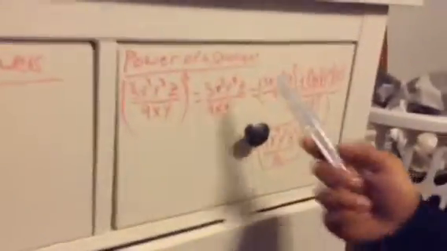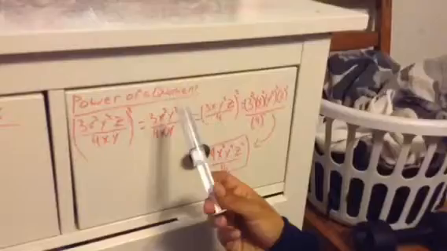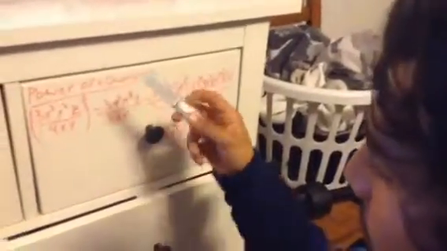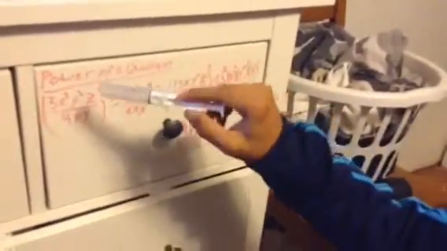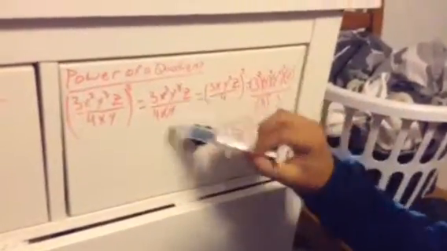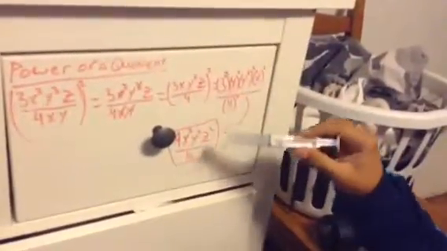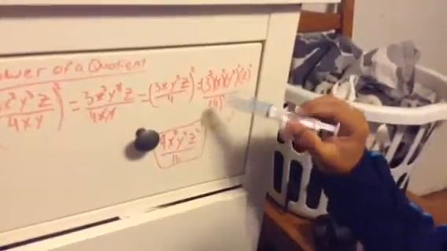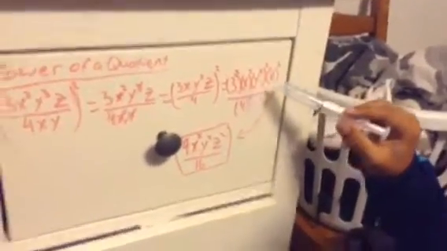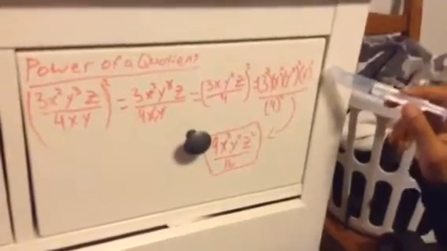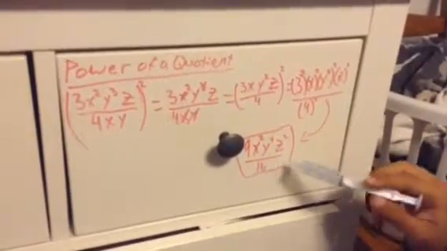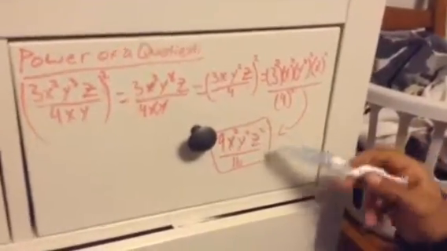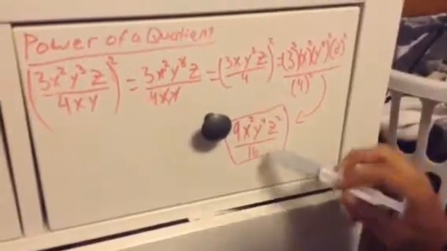Now power of a quotient. It's simple like I did last time. You would cancel out the ones inside, so you would subtract, and when you're done subtracting all those, you distribute the 2 inside. So you get 3 squared, x squared, y to the fourth to the second, z to the second, and then 4 to the second. Your answer would be 9x squared, y to the fourth, z squared over 16 on the bottom. That's it.